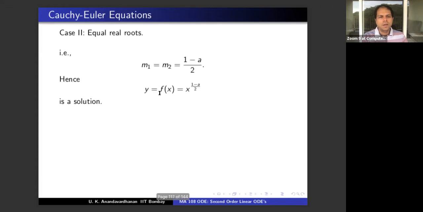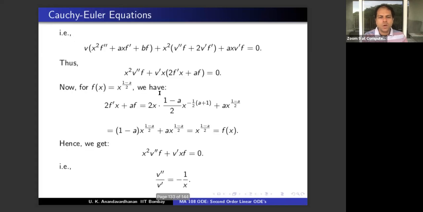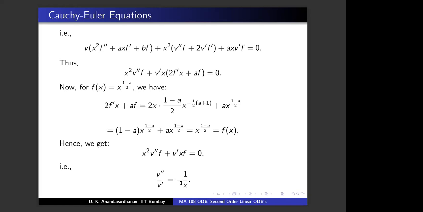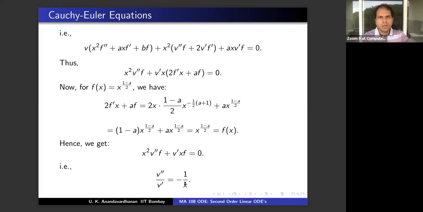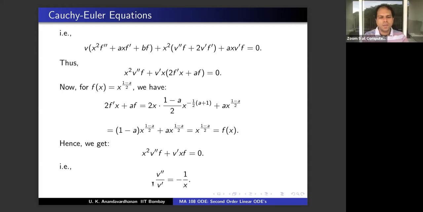And where are we? You found out v. So what is v from here? Log v prime is minus log x, that is log 1 by x. So v prime is 1 by x. So what is v? v is log x, plus c.